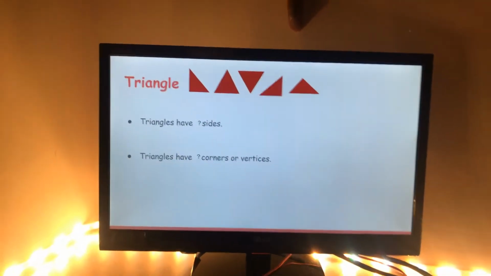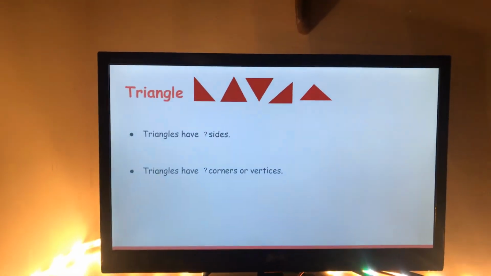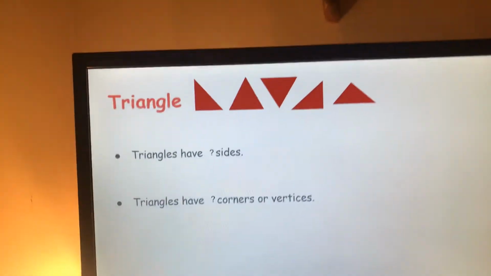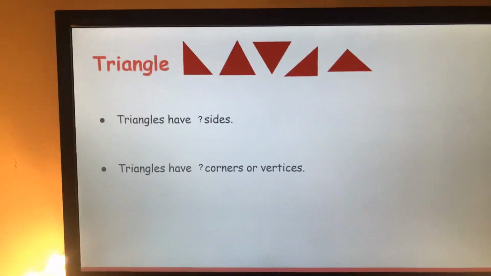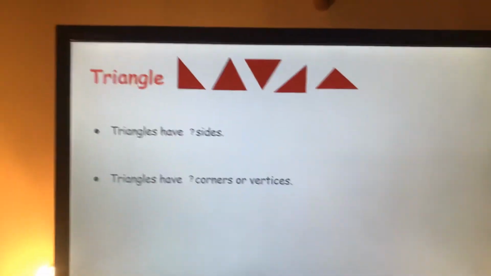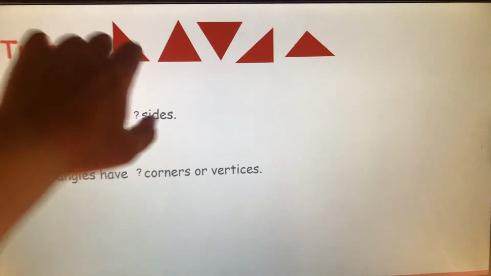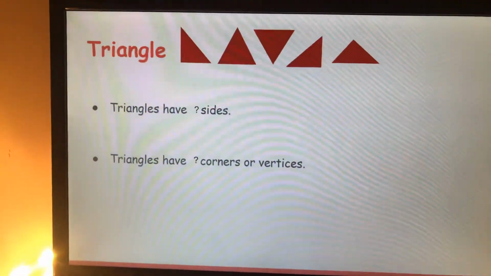So triangles. All of these are triangles. It doesn't matter which way they are pointed. All of them are triangles because they all have how many sides? Well, there's a side, there's a side, there's a side. So it has 3 sides.